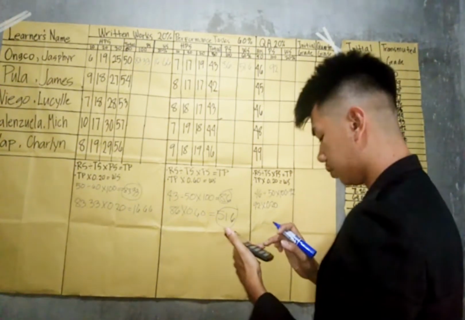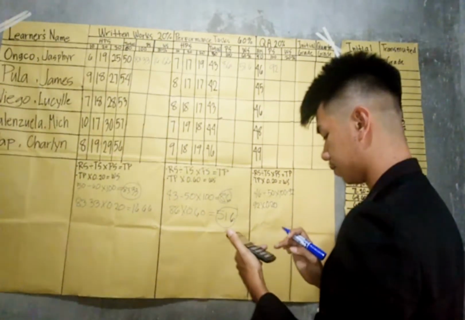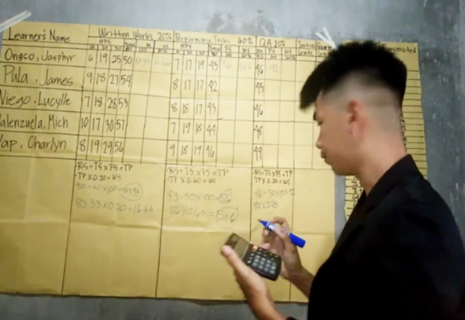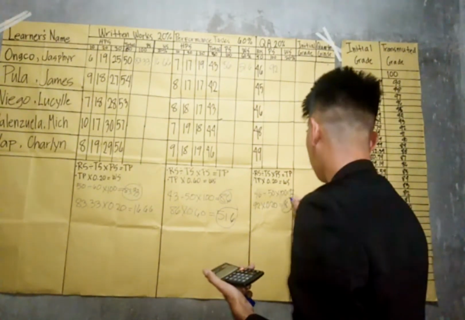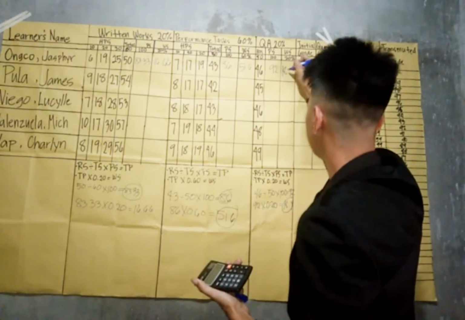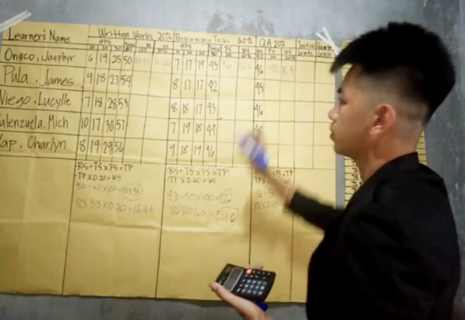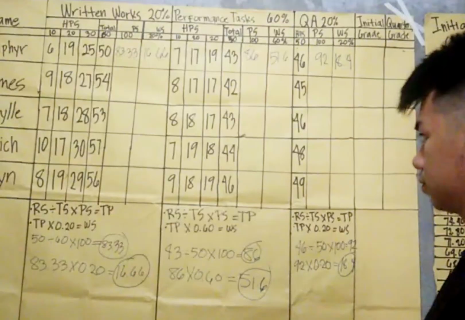92 multiplied by 0.20 is equal to 18.4. So now the weighted score of Mr. Ungko is 18.4. As I said, the same process applies to the rest of the students.